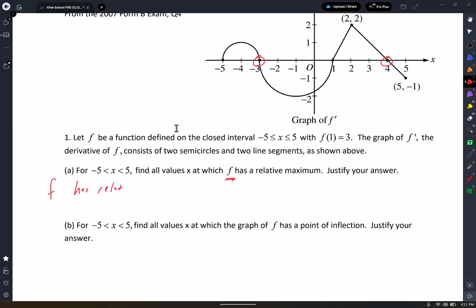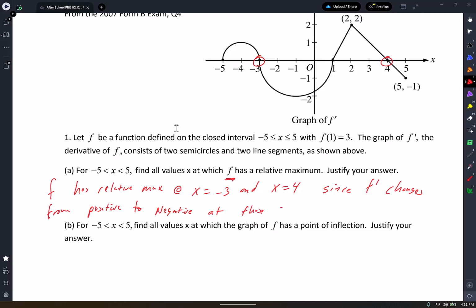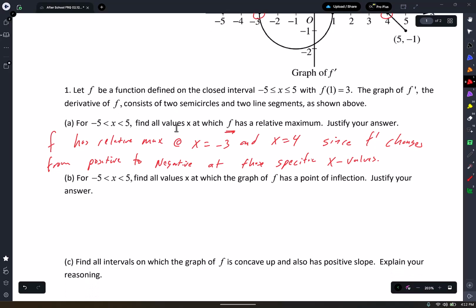So I'm going to say f has relative max at x equals -3 and x equals 4 since f prime changes from positive to negative at those specific x values. And there it is. So that's letter A. That gets us the credit. We're okay? All right, letter B.